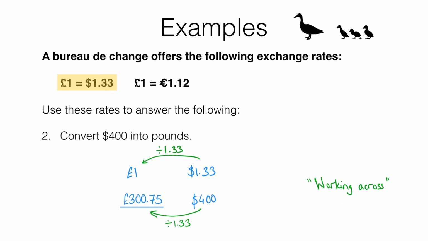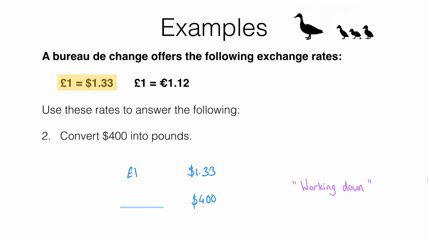We found this by working across like this. Now, in this particular question, I think working across is easier than working down. It is easier to spot that we need to divide the number of dollars by 1.33 to get the number of pounds we need. It's harder to think about what multiplier we need to use when working downwards. Let me show you why.